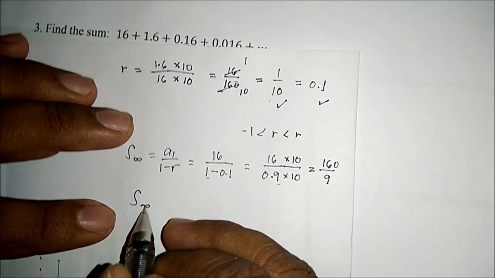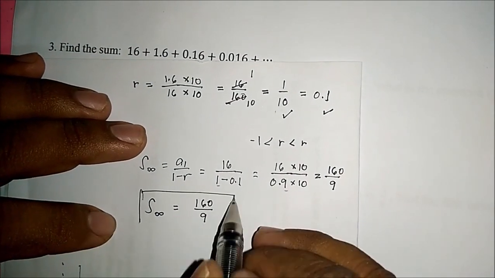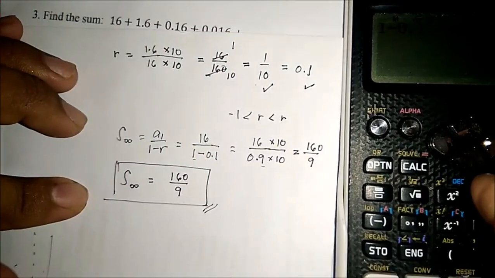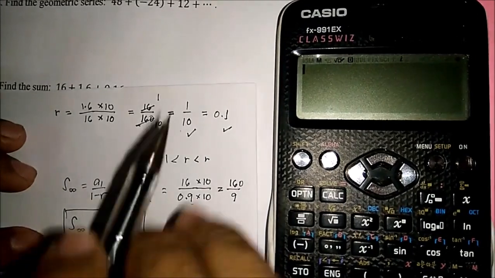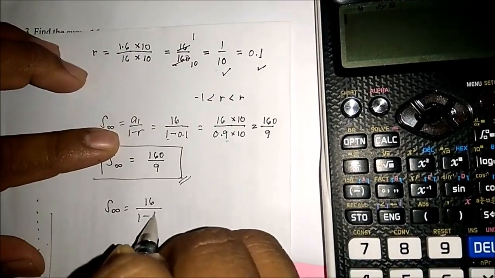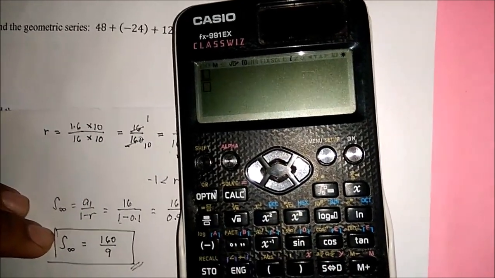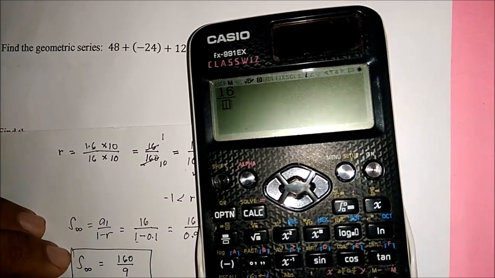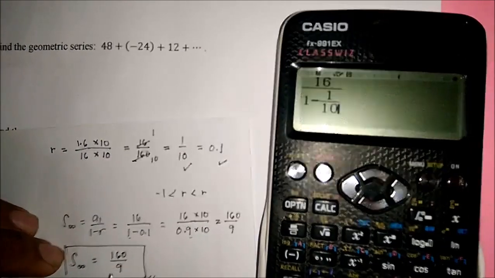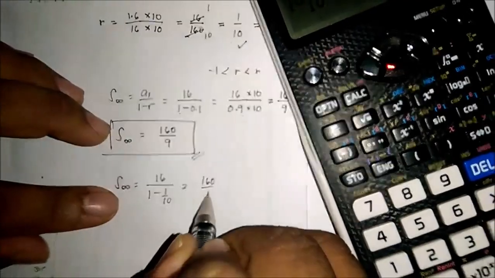Therefore, the sum up to infinity is 160 over 9. And that's it. That's the sum. Okay, now checking using the calculator. If we use 1 over 10, the sum up to infinity would have been 16 over 1 minus 1 over 10. So let's check the value using the calculator. We have a fraction, 16 in the numerator, and 1 minus 1 over 10 in the denominator. Let us see if this is really 160 over 9. And that's it. So this is 160 over 9.